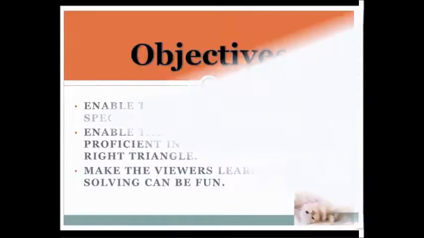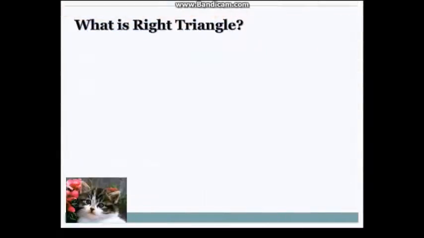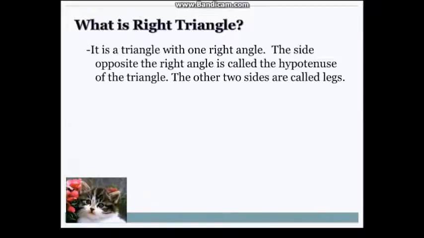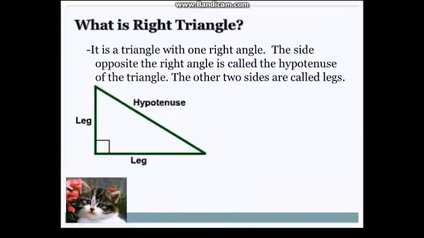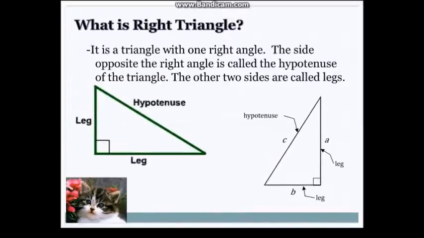Let us have a little recall about right triangles. A right triangle is a triangle with one right angle. The side opposite the right angle is called the hypotenuse, while the other two sides are called legs. The total sum of the angles of a triangle is 180 degrees, and the right angle is 90 degrees, so the other two must have a sum of 90 degrees.